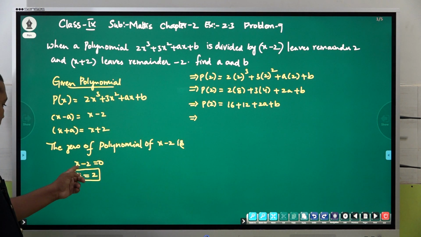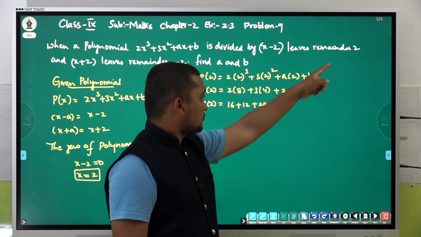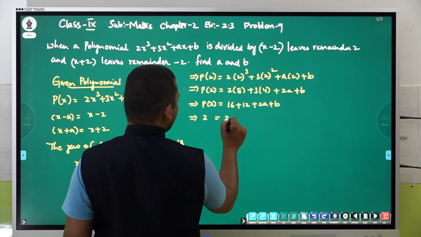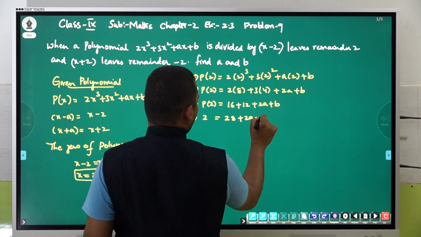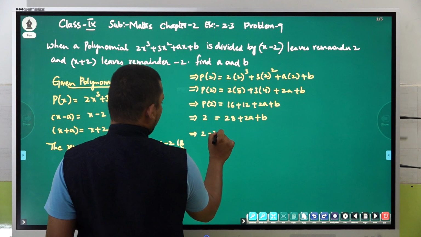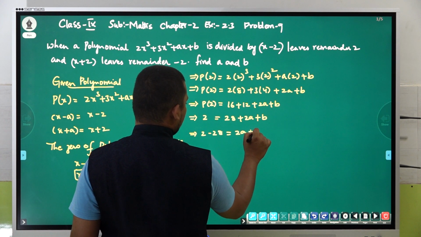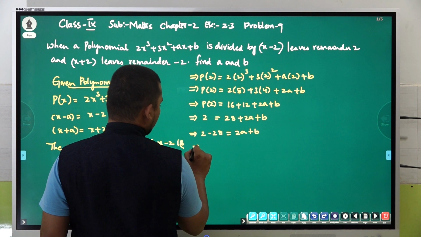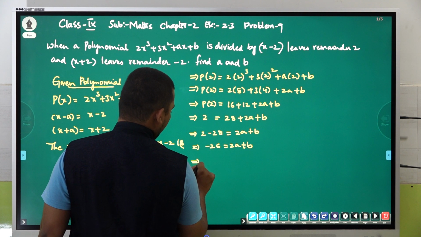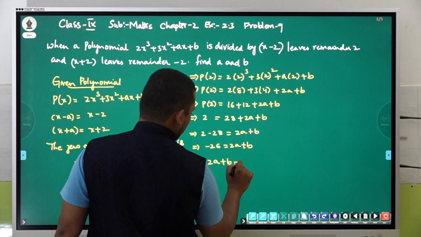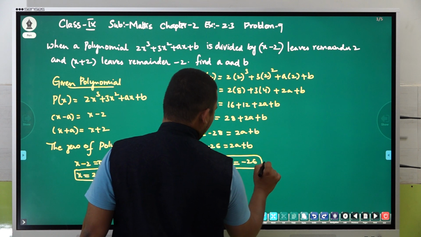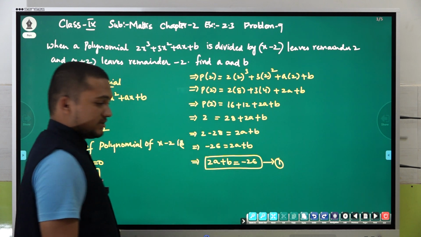Then what is the value of P of 2? P of 2 means x minus 2. What is the remainder for x minus 2? Yes, 2 is the remainder, is equals to 16 plus 12, 28, plus 2a plus b, and this 28 if you send to LHS it becomes minus 28. 2 minus 28 is minus 26 is equals to 2a plus b, and I will write it as 2a plus b is equals to minus 26. Okay, and assume it as equation 1.